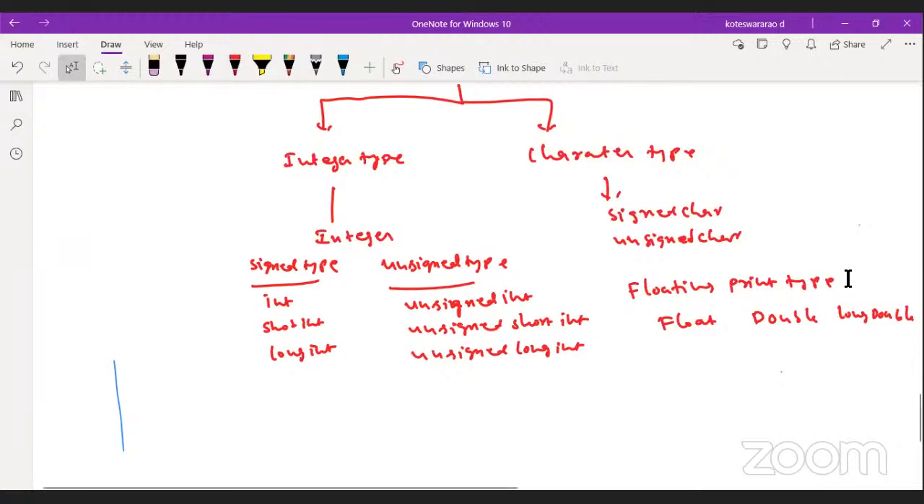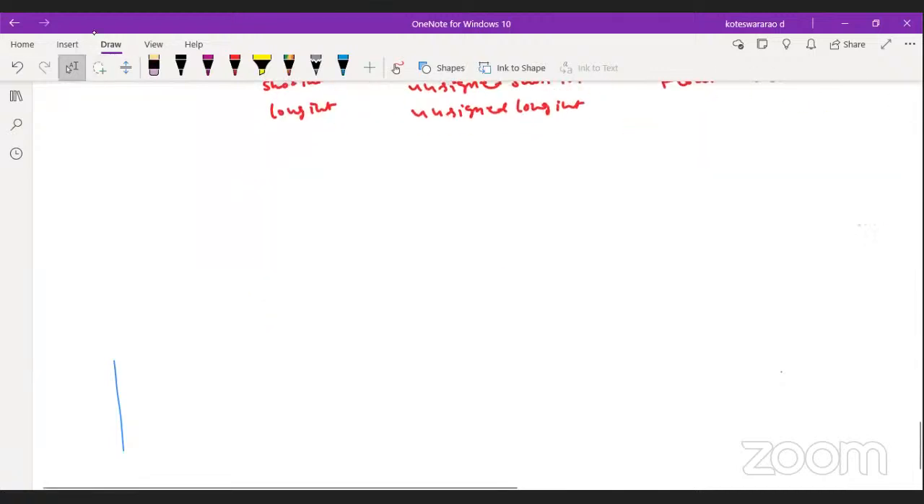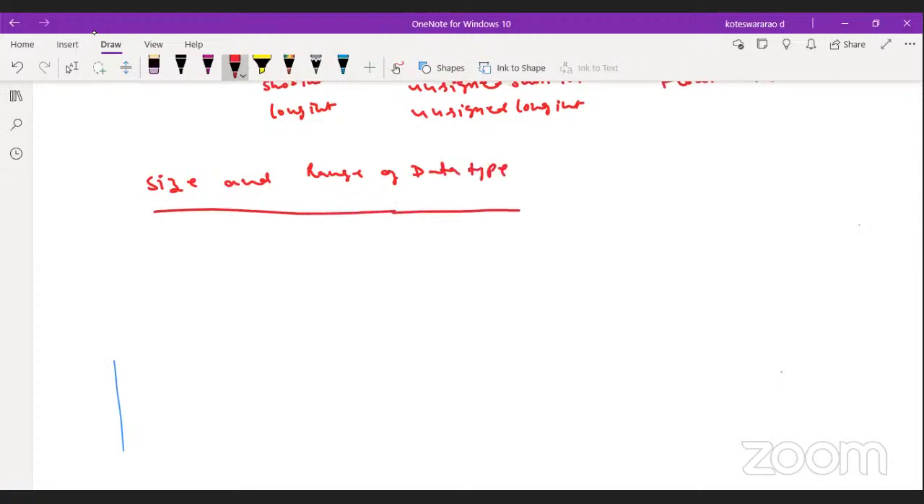Coming to the size and range of data types. Here we have the type, its size in bits, which we can represent in bits, and next, the range.